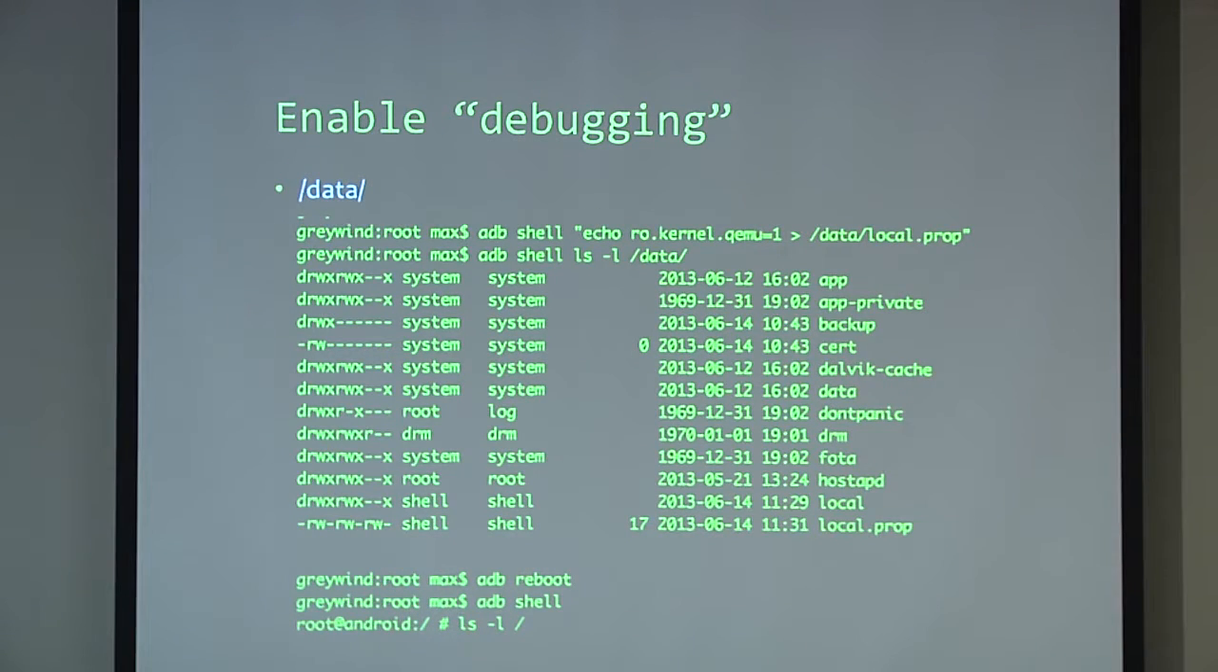You can just echo ro.kernel.qemu=1 into /data/local.prop, right? Because it's a pre-4.2 device. Reboot it, ADB shell, and then you can see the root prompt at the bottom.